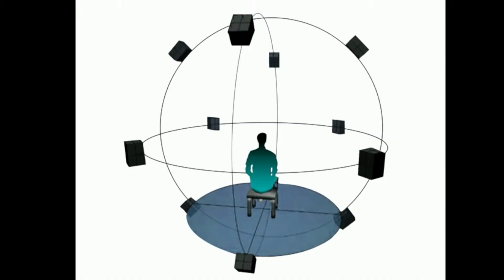Ambisonics, invented in the 1970s but not commercially adopted until the early 21st century, allows audio to be recorded, mixed, and played back in a 360-degree field. Unlike channel-based systems, ambisonics can be adapted to any speaker setup while maintaining the full spatial field.